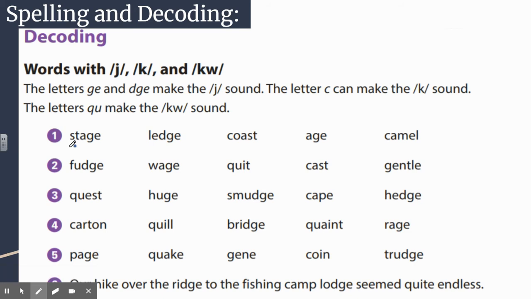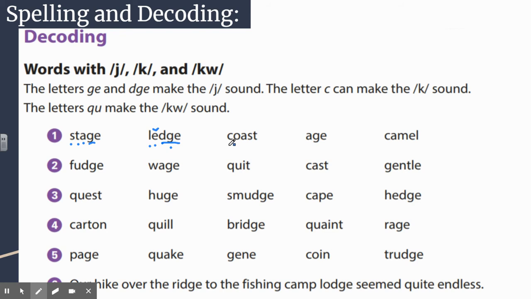So I see a blend at the beginning here. S, t. Remember, blends each say their own sound. Now the E jumps over the G and makes it say its name. S-t-a-j, stage. So I've got 4 sounds. St-a-j, stage. Oh, I have a blocker here. That tells me this is my short sound. L-e-j. Remember, that's one sound. L-e-j, ledge.